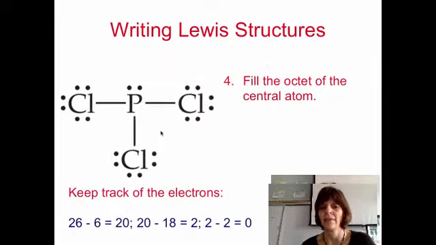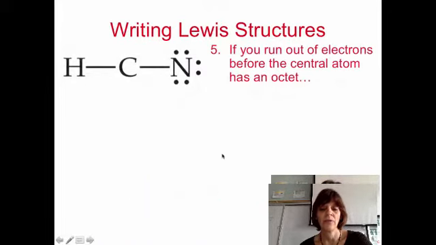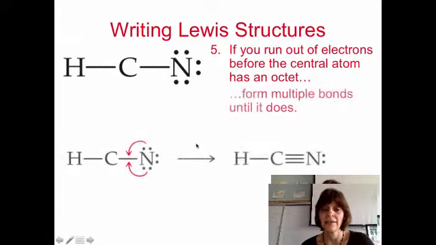So if we add the octet to phosphorus, we have a complete Lewis structure. We've used up all the electrons, and everything has an octet. Okay, if you run out of electrons before everything gets an octet, then you have to double or triple bond.